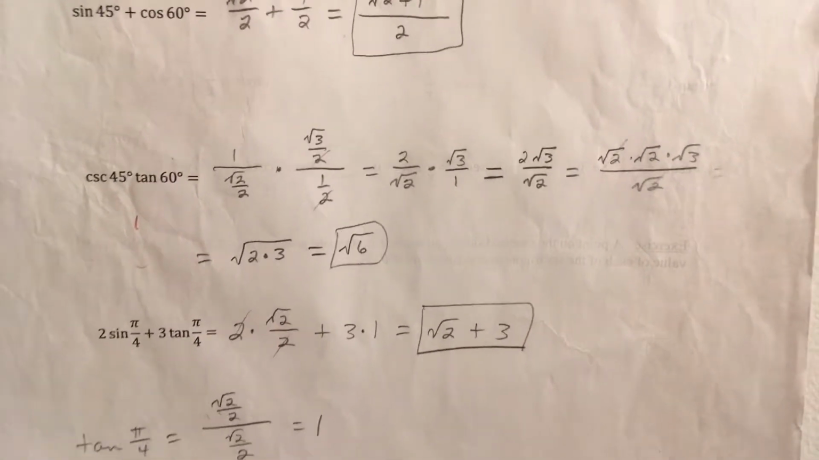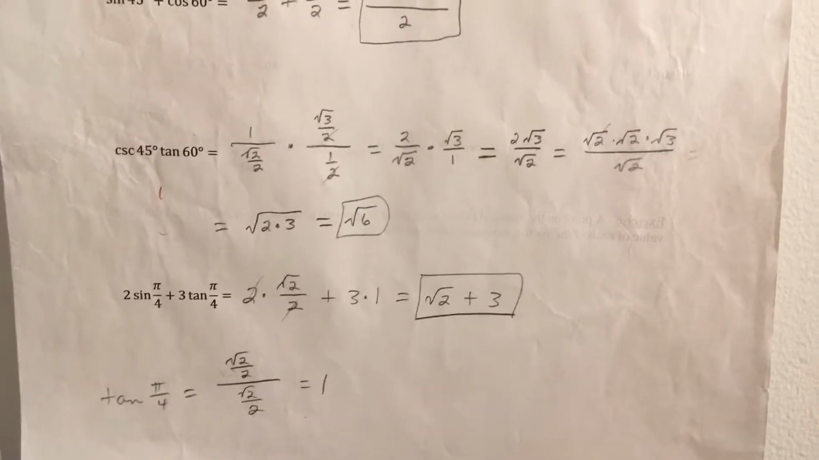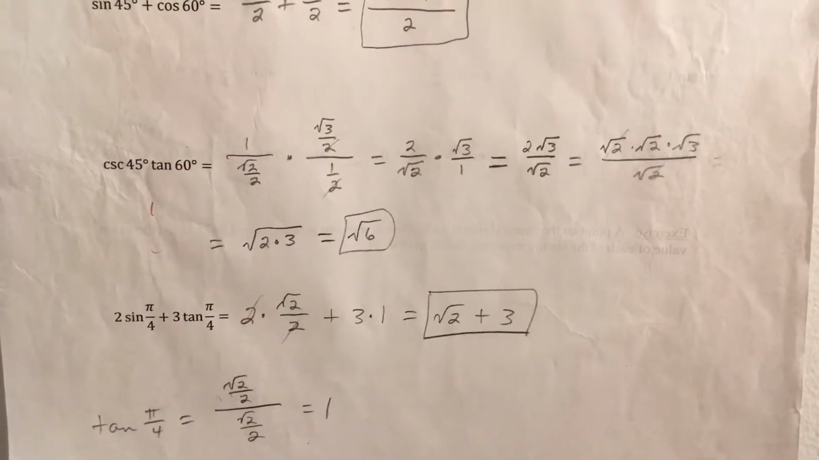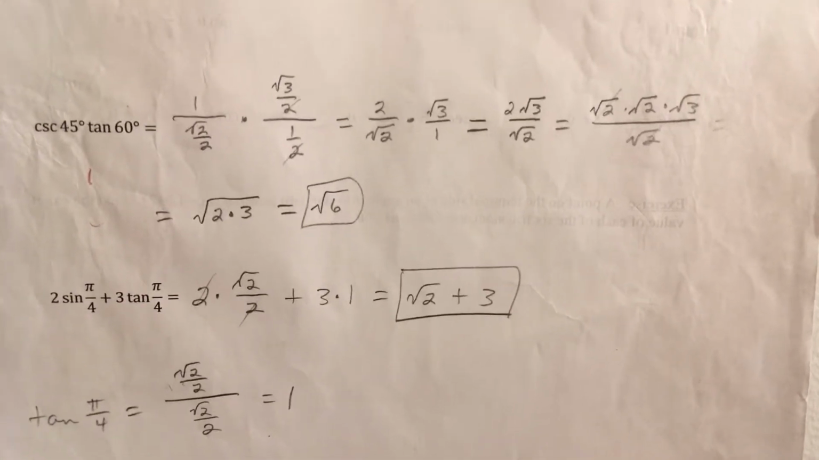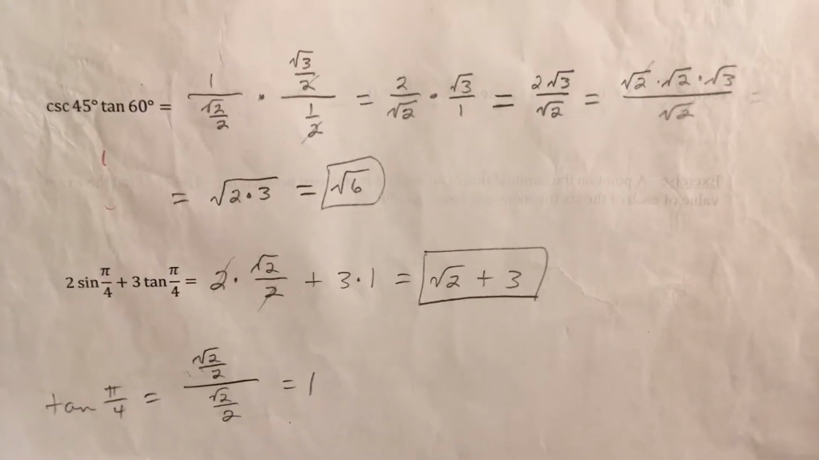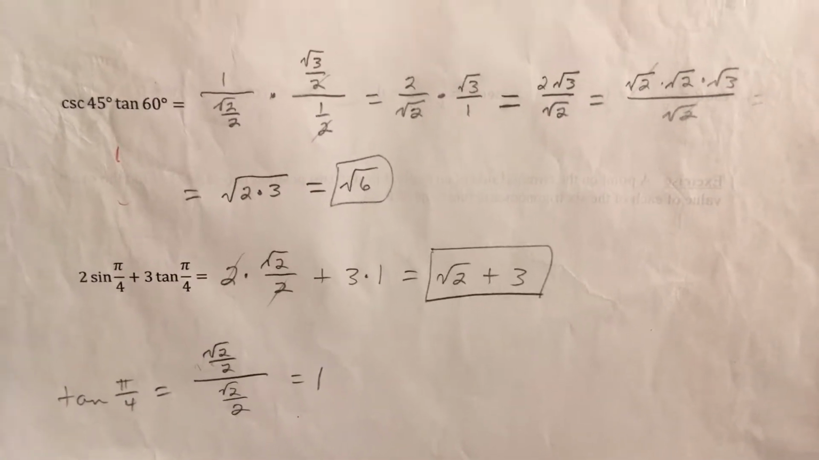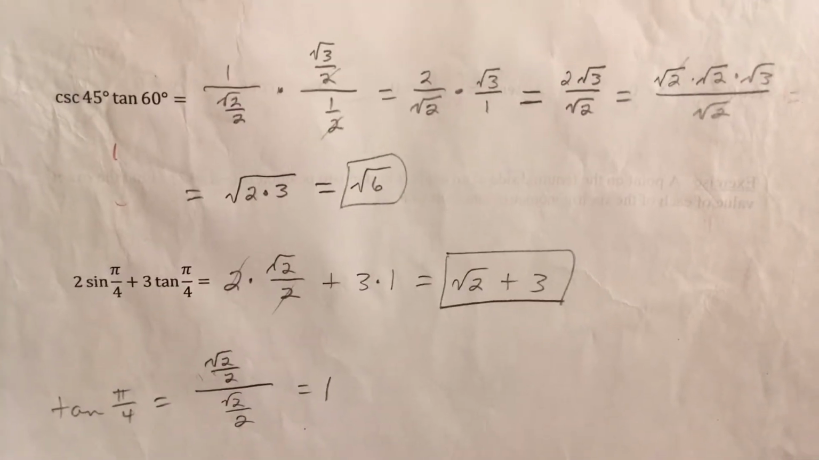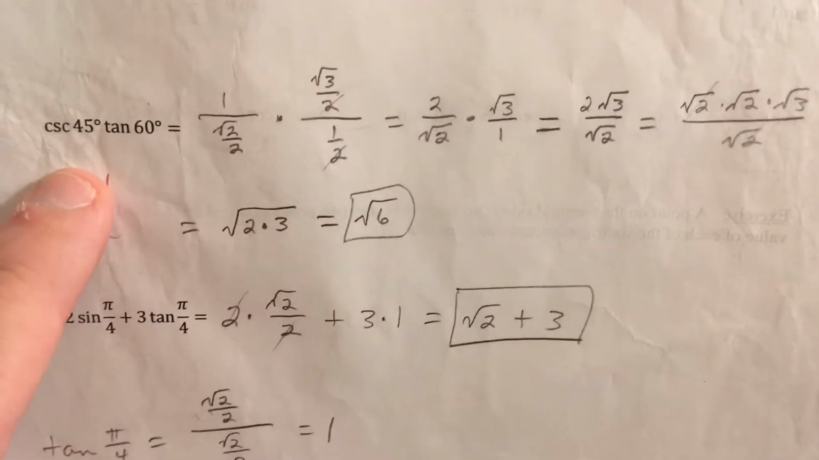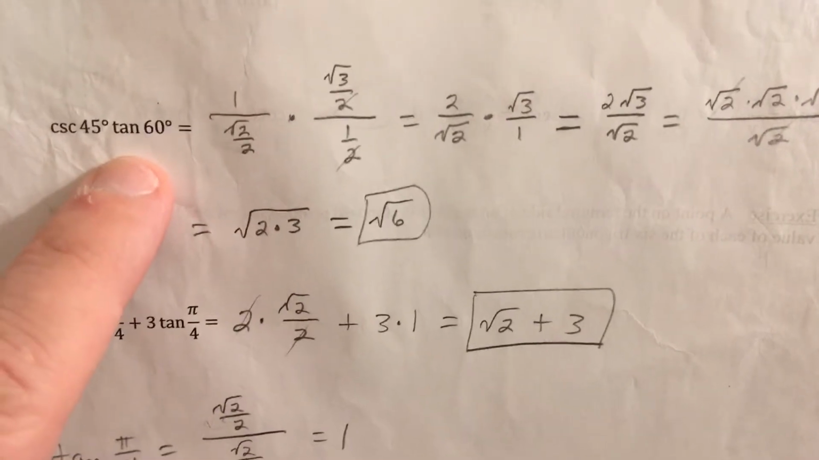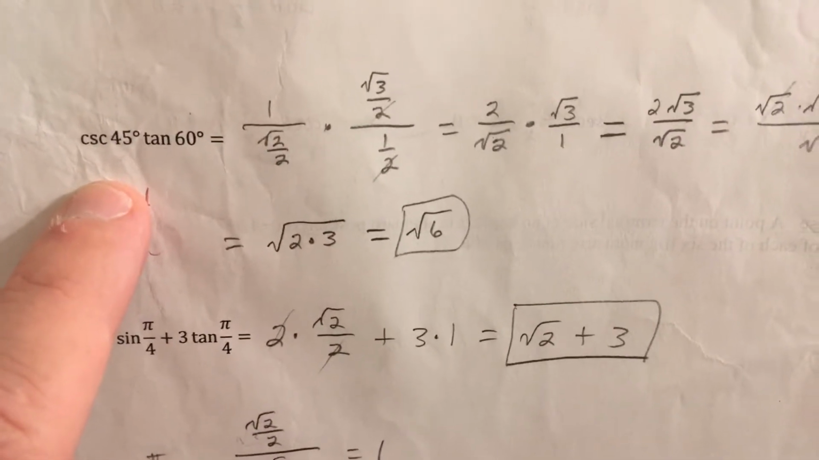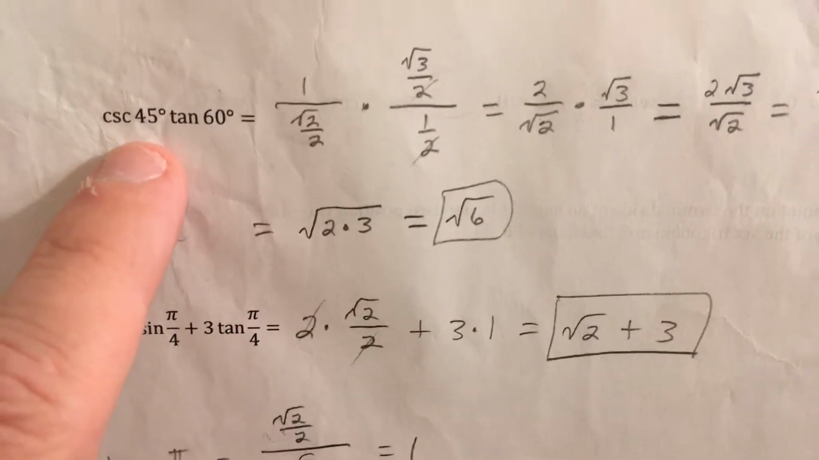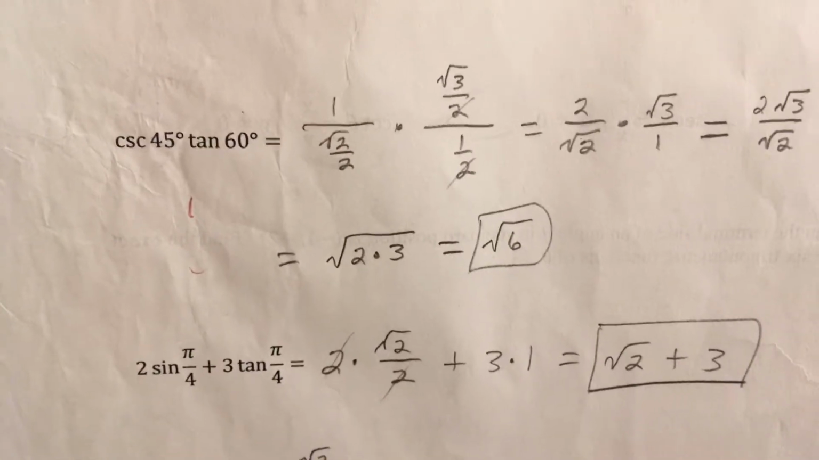Alright class, in this video we continue our discussion of finding the exact value of trigonometric expressions from the bottom of page 5 of your section 2.2 lecture notes. In the next example, we have to find the cosecant of 45 degrees times the tangent of 60 degrees. Remember, cosecant is the reciprocal of the sine function. So this is a product: cosecant 45 degrees times tangent 60 degrees.